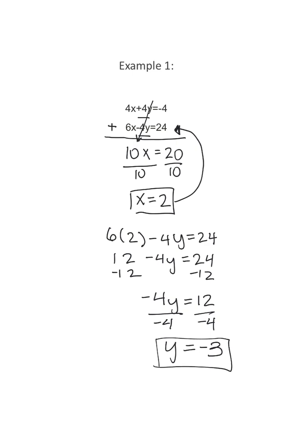In order to find the solution of these systems of equations, we have to put it into a coordinate pair. Coordinate pairs are formed x, comma, y. So we do 2, comma, negative 3. And that is our final answer.